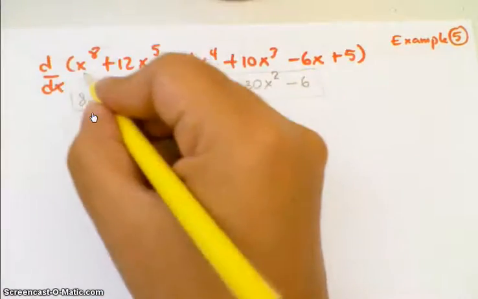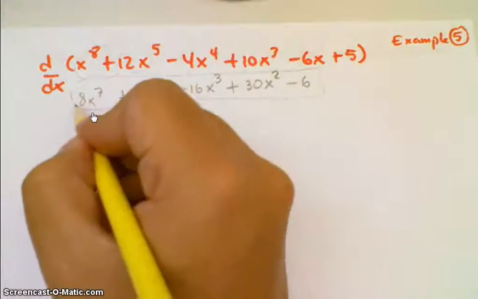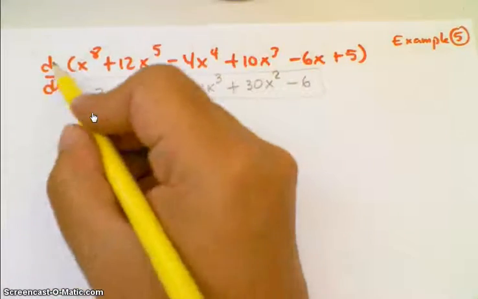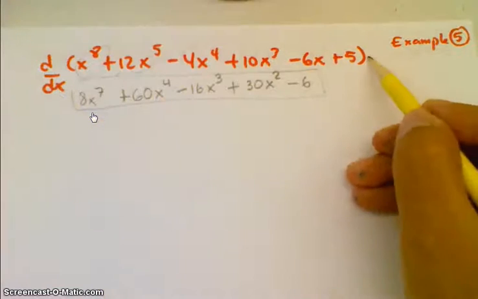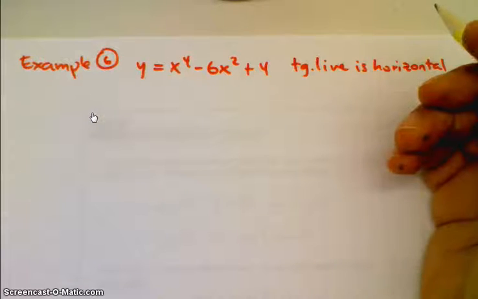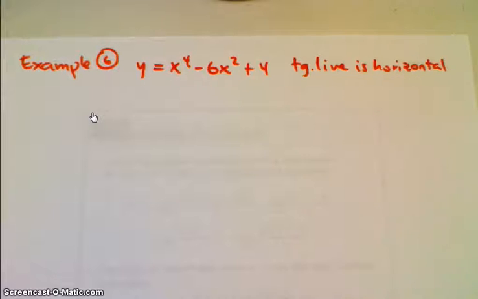So if f of x is this polynomial, this will be f prime of x, or y prime, or the derivative of this expression with respect to x equals that. And there is no other work to be shown. On example 6, we're going to see a different application of the same idea.